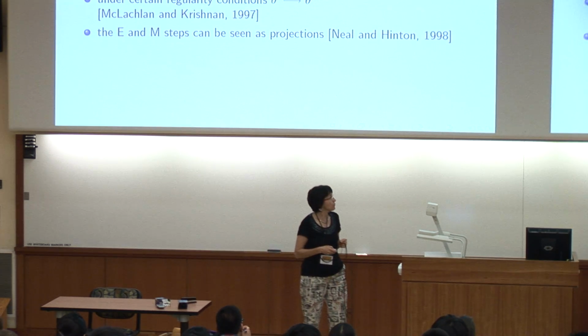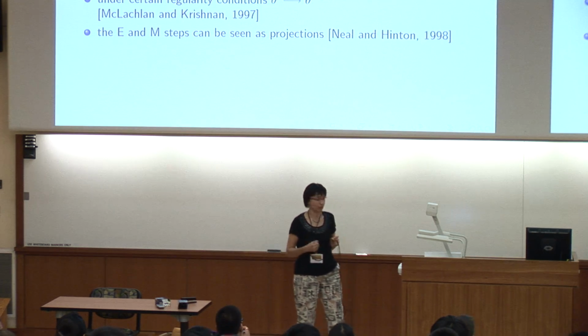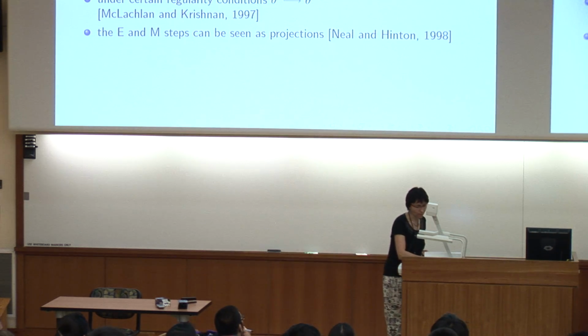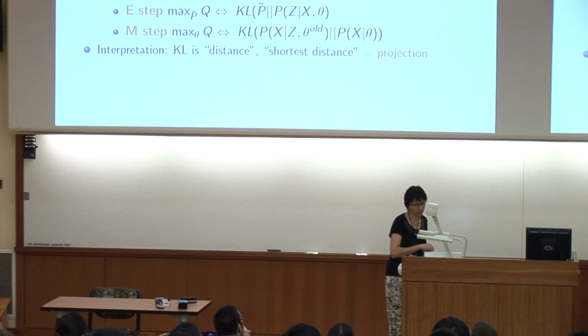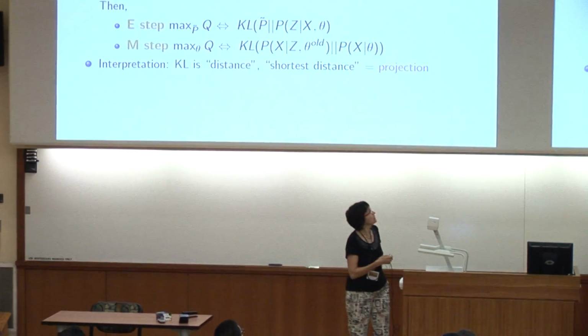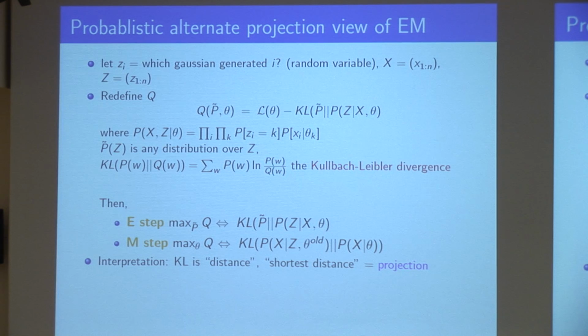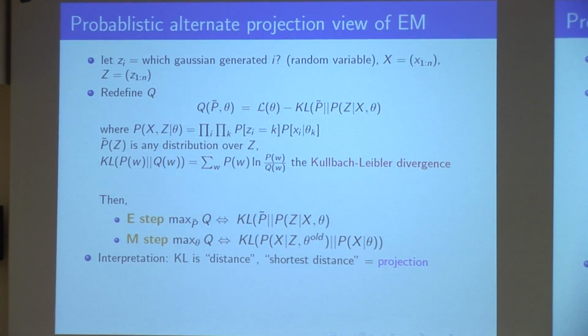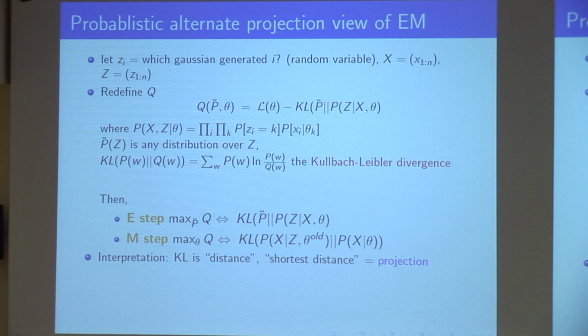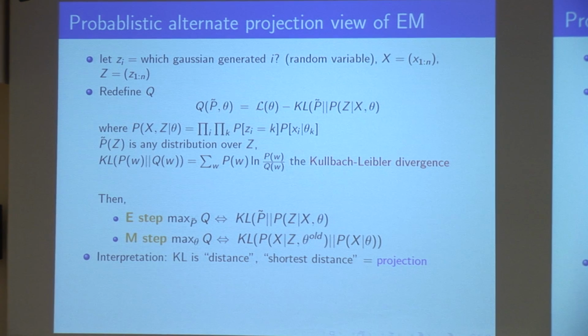Another interesting view of EM is that these E and M steps can be seen as projections. In what sense? Again, Zi is just an indicator variable that says which Gaussian, which cluster, generated point i, but now we think of it as a random variable. So instead of knowing it and then computing expectation, think of it as a random variable. Moreover, write big X for all the X's and big Z for all the Z's. So now we have a Zi for each Xi, which is just a number from 1 to k.